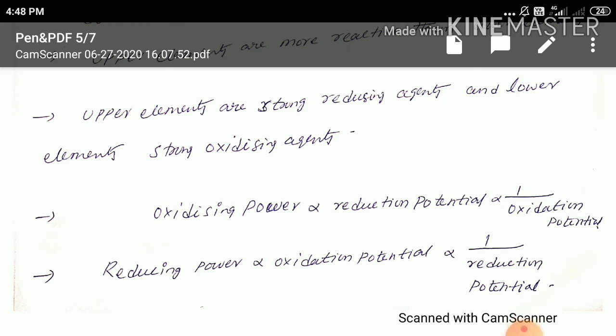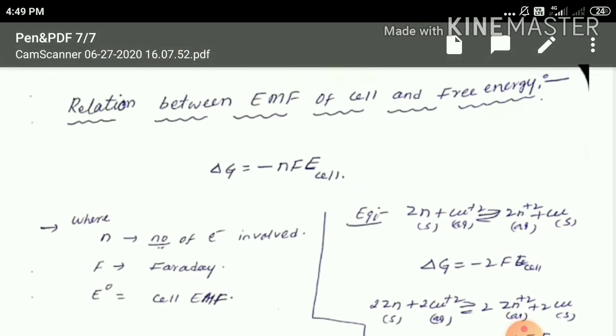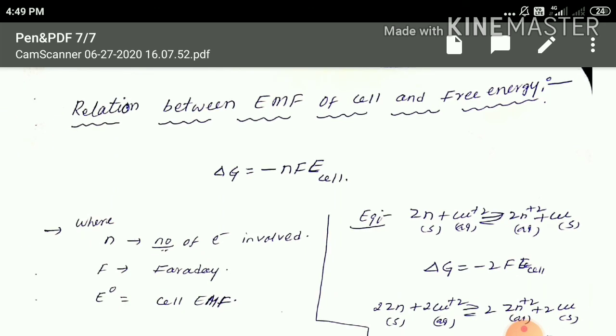So, next, I am going to explain the relation between the EMF value of the cell and free energy. Generally the relationship between the Gibbs energy and the EMF value of the cell is delta G equal to minus nFE, where n is the number of electrons involved in the oxidation or reduction, F is the Faraday, and E naught is the EMF value of the cell.